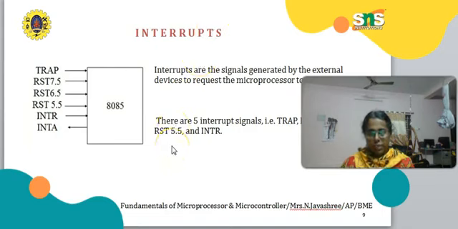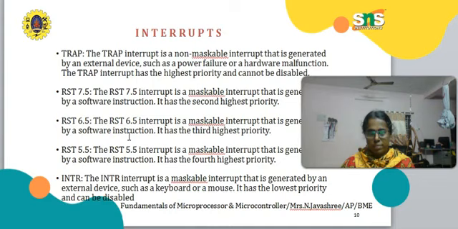There are 5 types of interrupt signals: TRAP, RST 7.5, 6.5, 5.5, and INTR. These are all input signals, whereas INTA is the output signal. It is the acknowledge pin, which is indicated by this outward arrow. TRAP is a non-maskable interrupt which cannot be disabled by any other priority. It has the highest priority. The other 3 pins, RST 7.5, 6.5 and 5.5, have the second, third and fourth highest priority. And INTR has the lowest priority. It can be disabled by any other higher priority.